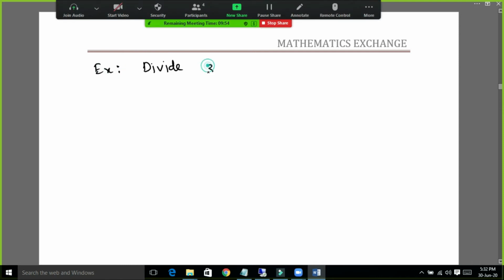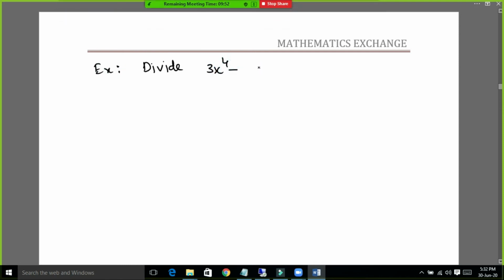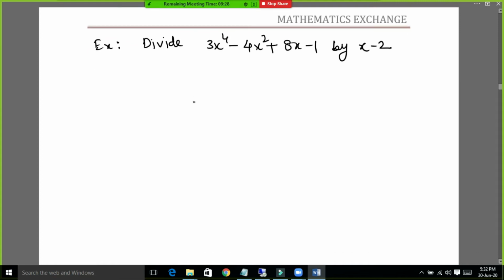So 3x to the power 4 minus 4x square plus 8x minus 1 divided by x minus 2. This is the given polynomial, 3x to the power 4 minus 4x square plus 8x minus 1, and we have to divide it by another polynomial, that is x minus 2. So we see how to divide the polynomial. Just like a simple division, we have to divide the polynomial.